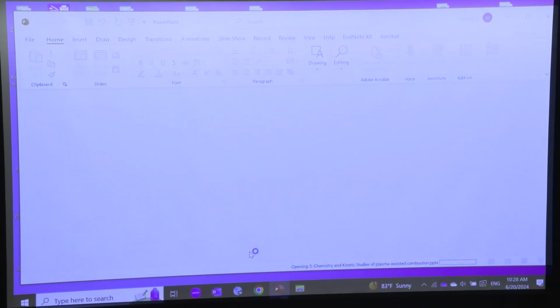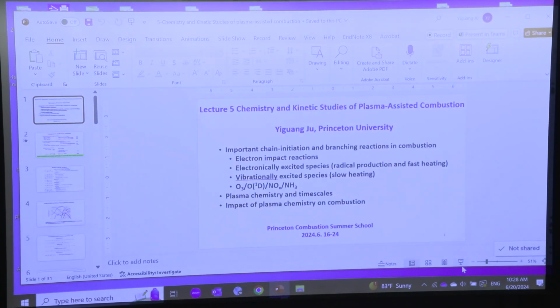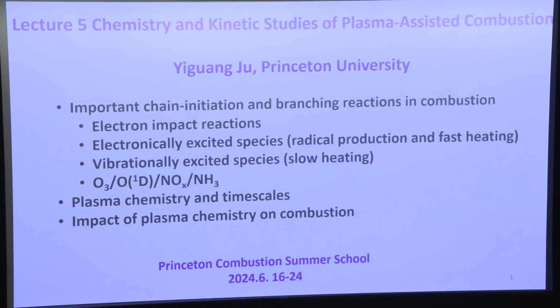I skipped the electric field effect with flames. That is interesting, but it's more about the ionic wind effect. I think chemistry is very important. So: plasma, combustion, and chemistry. We want to understand that in plasma and combustion chemistry, there are a few things you really need to pay attention to.